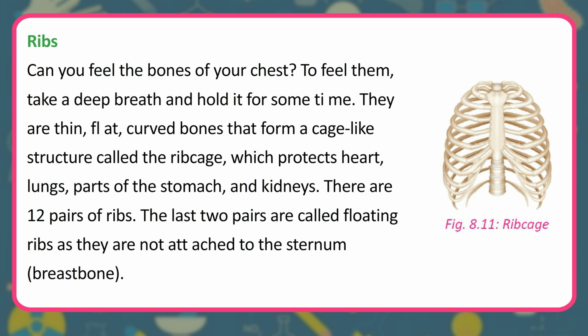Ribs. Can you feel the bones of your chest? To feel them, take a deep breath and hold it for some time. They are thin, flat, curved bones that form a cage-like structure called the rib cage, which protects the heart, lungs, parts of the stomach, and kidneys. There are 12 pairs of ribs. The last 2 pairs are called floating ribs as they are not attached to the sternum, the breastbone.